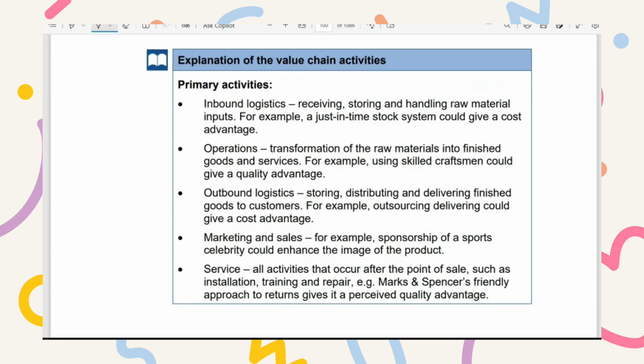Marketing and sales, for example, sponsorship of a sports celebrity could enhance their image or services. Service: all activities that occur after the point of sale. So these are the easier ones, but this is technical, and you have to prepare for the examination. Secondary activities: firm infrastructure, technology, human resource, procurement. Already we explained, just go through.